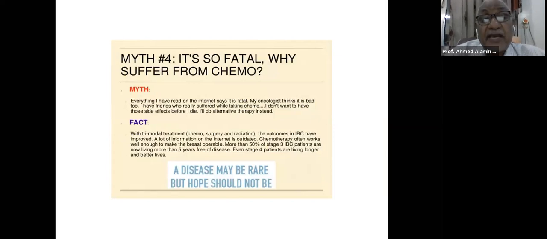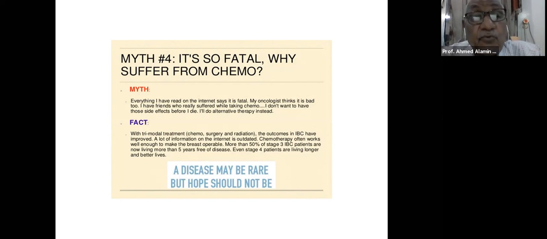Another myth: everything I have read on the internet says it is fatal. My oncologist thinks it is bad too. I have friends who really suffered while taking chemo. I don't want to have those side effects before I die. I will do alternative therapy instead.